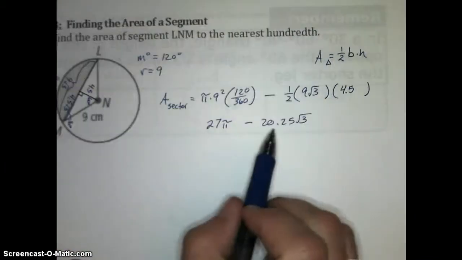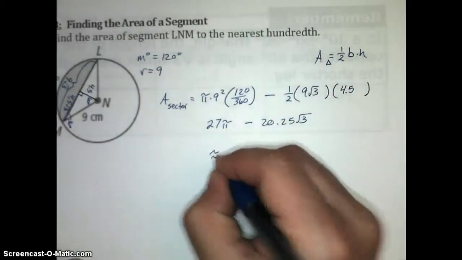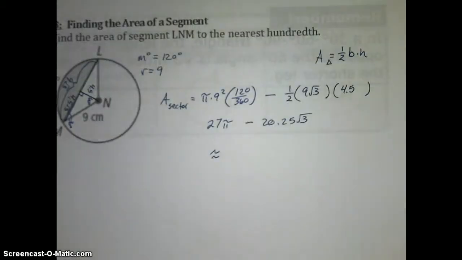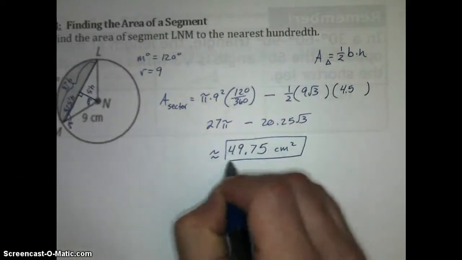We have 27 pi minus 20.25 root 3, and when I reduce that and round to the nearest hundredth, we get about 49.75 square centimeters.